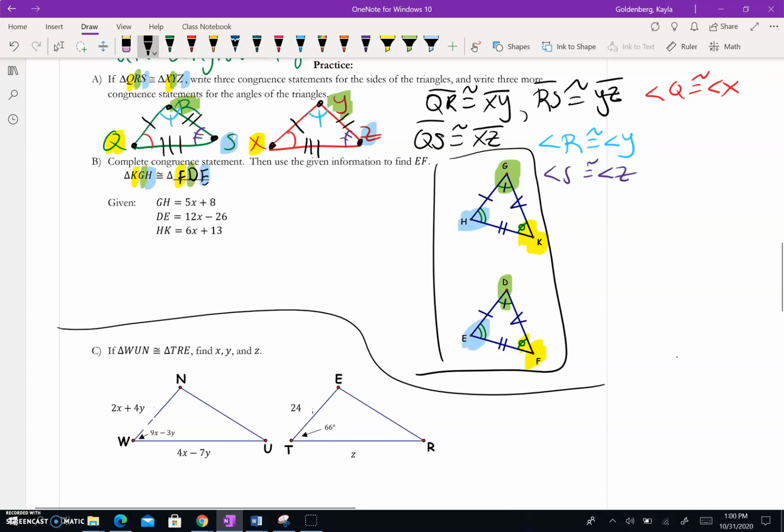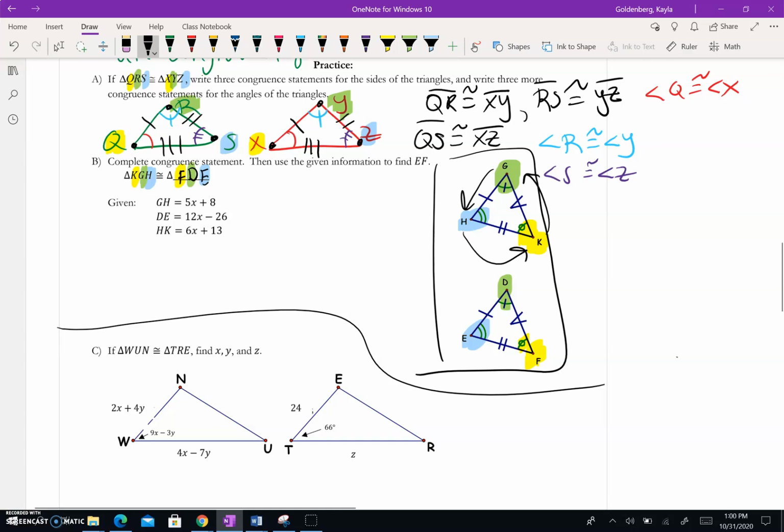So with this, we want to be careful about the order, right? If I go K to G to H, it's kind of going in a circle this way. I want to do the same thing with my second triangle, and I want to make sure that I'm talking about the right angles, the angles that are the same, right? Angle K is the same size as angle F based on that marking. So we're going to use that information, and we're also going to mark that G to H.